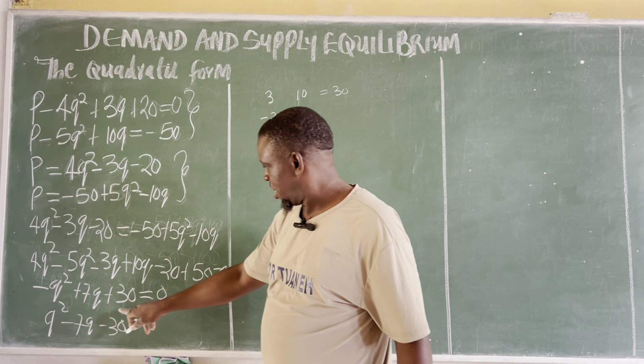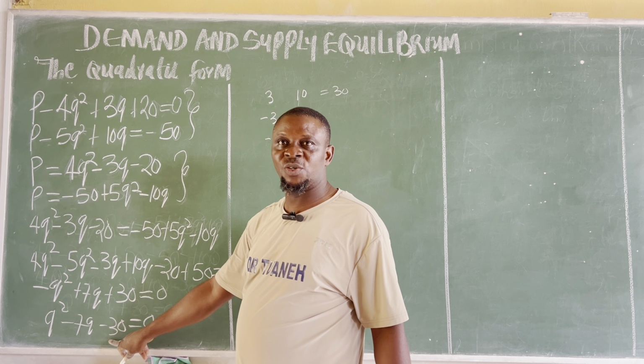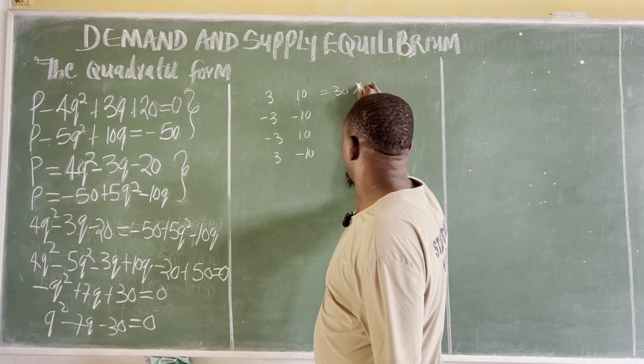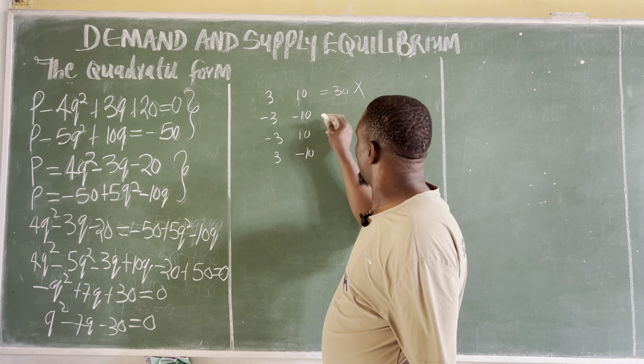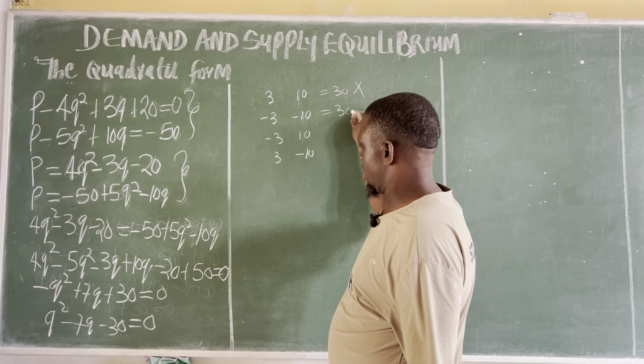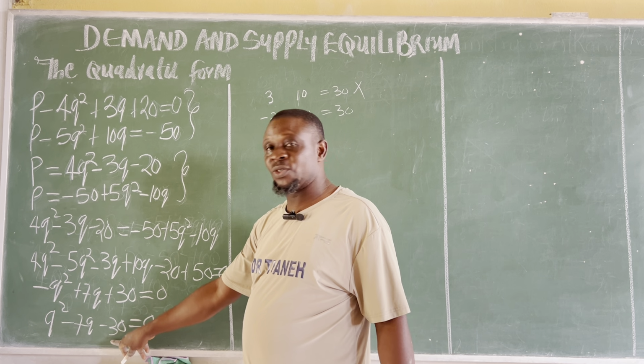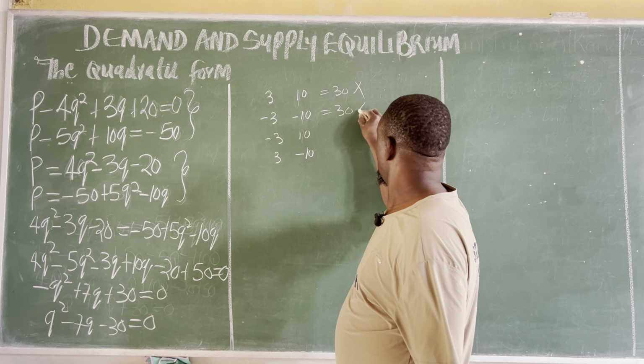And the product here is not 30. We have minus 30. So this is not correct. Now, 3 minus 3 times minus 10 will be equal to 30. Also, what we have is minus 30. So this is also not correct.